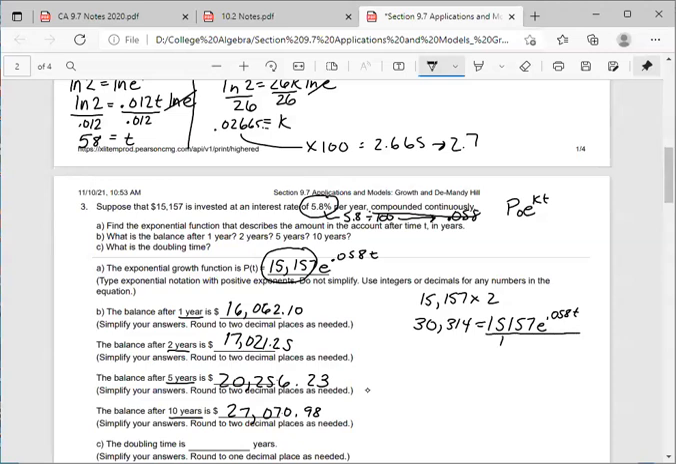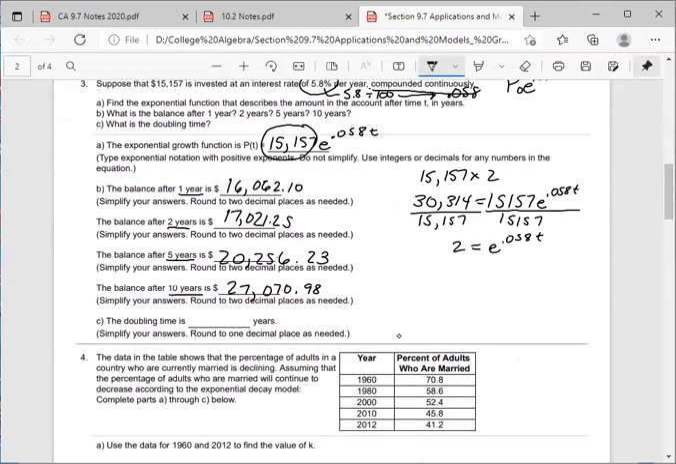First thing I'm going to do is divide by 15,157. Well, that should be 2 because we just doubled it. We've got something raised to the t power, which means that we're going to have to take the natural log, because I'm using this E instead of the regular log. When you see an E, you always want to use natural log. It just makes your life easier.